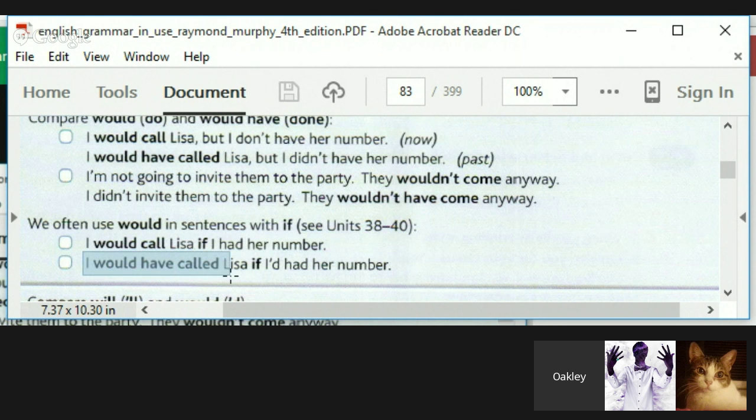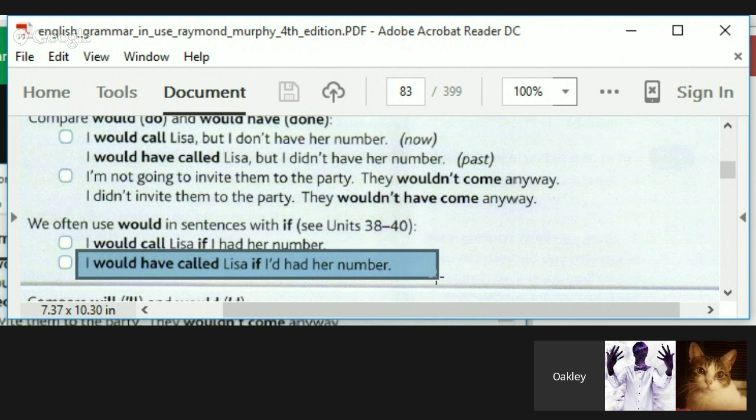I would have called Lisa if I'd had her number. Do you guys, David, Carolina, what is I'd here? Is it I would or I had? I had. Excellent. You are correct. You are the winner. Gold star for you, Carolina. This is an example of the third conditional, talking about hypothetical situations in the past. Very good.